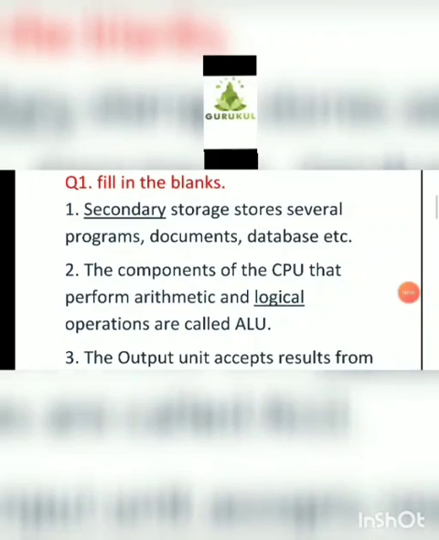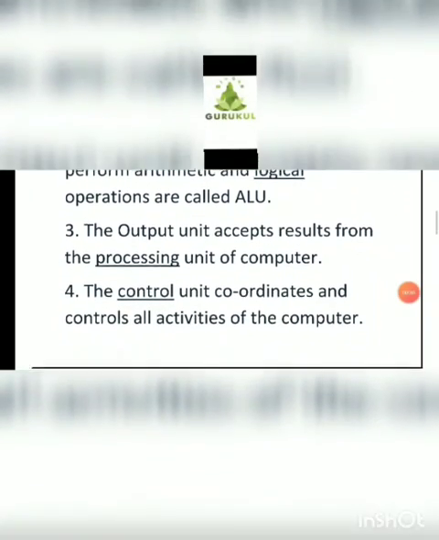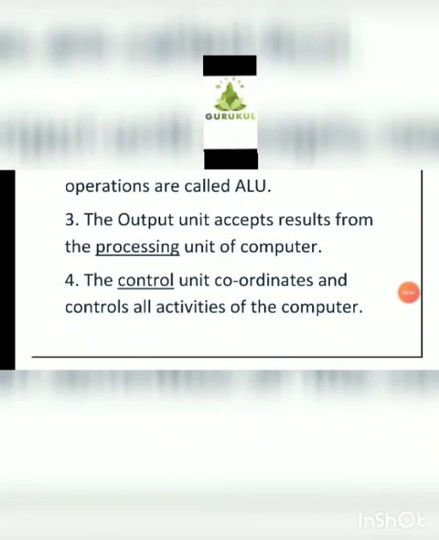Then third one, the output unit accepts result from the dash unit of computer. The output unit accepts the result from the processing unit. Whatever the data that we are giving to the computer system, the processing unit processes on it and gives it back to the output unit to display the result. So the answer will be processing unit.